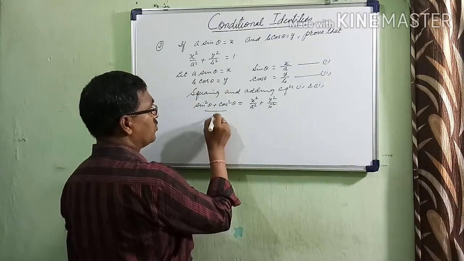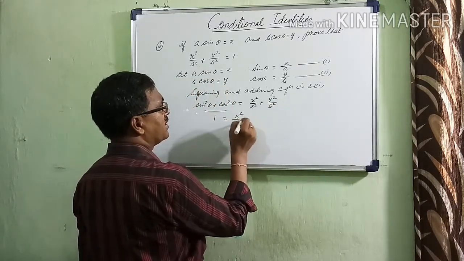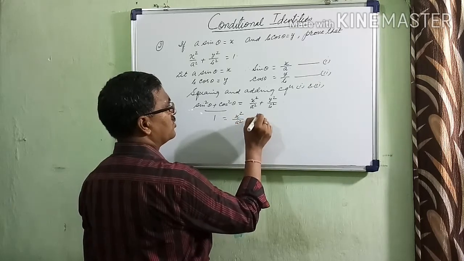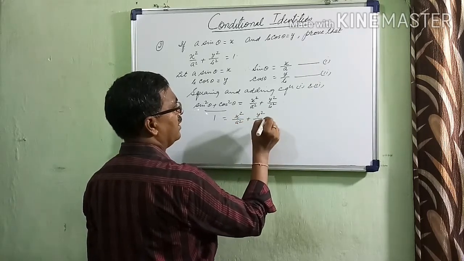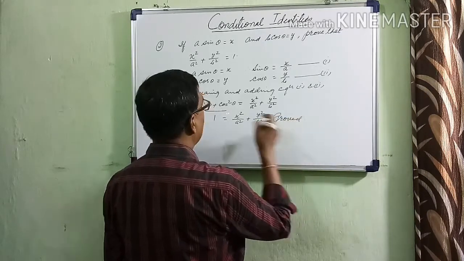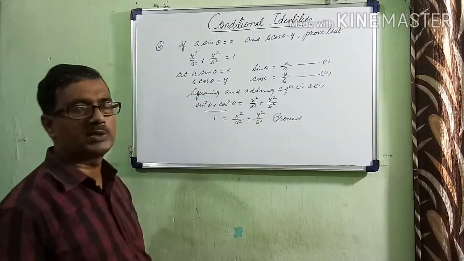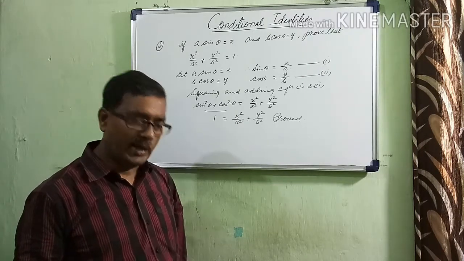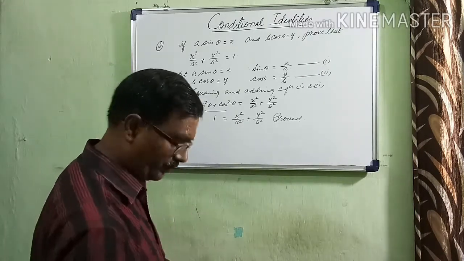What is the value of this? 1. And so x square by a square plus y square by b square is equal to 1, and that was to be proved. You know very well sine square theta plus cos square theta is equal to 1. Let us take another question.